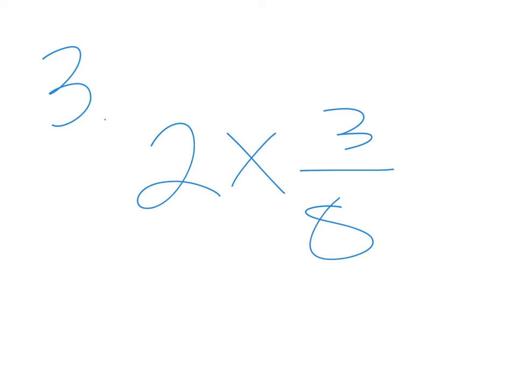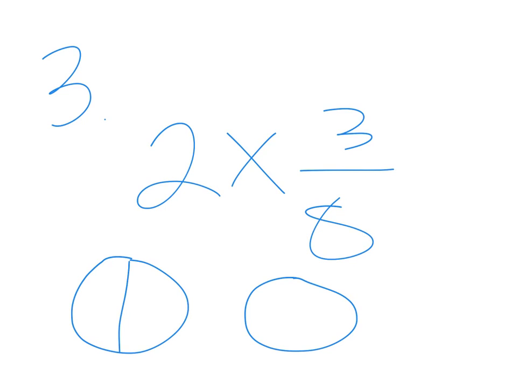Okay, I'm going to have you guys do this last problem again by yourself. So we see we have 2 groups, and we have 8 pieces in each group. If we look at our numerator, we know that there's going to be 3 that will be shaded.